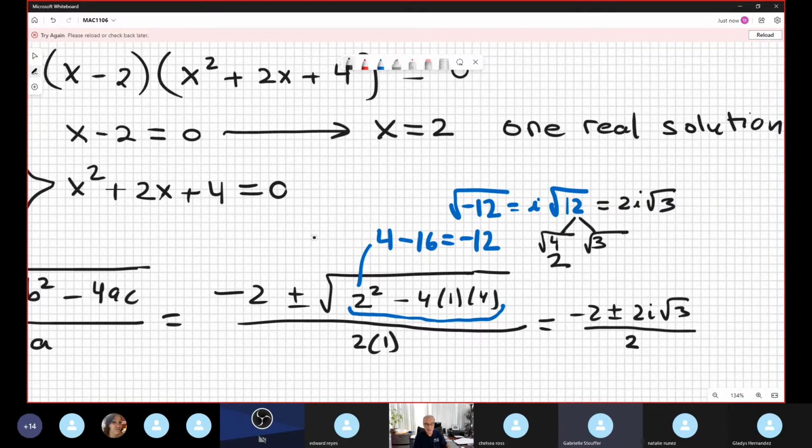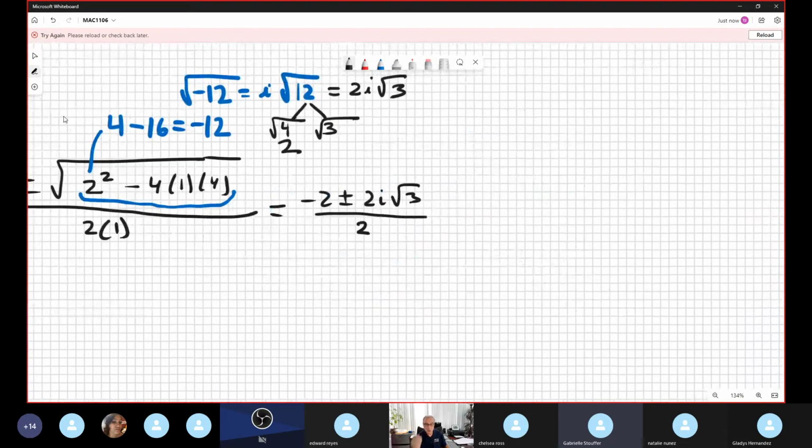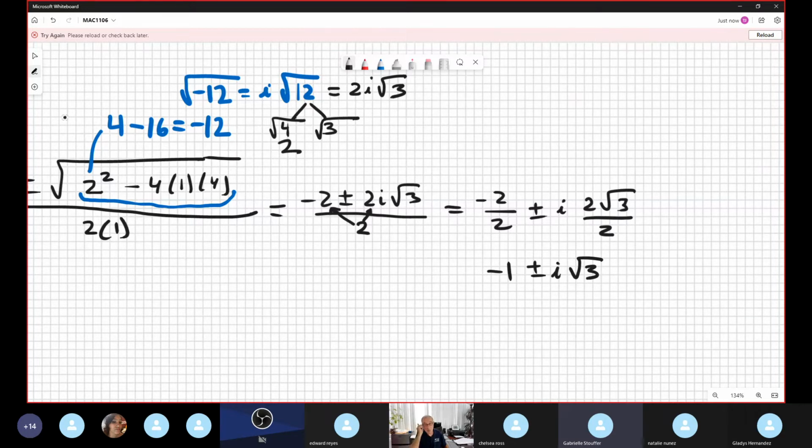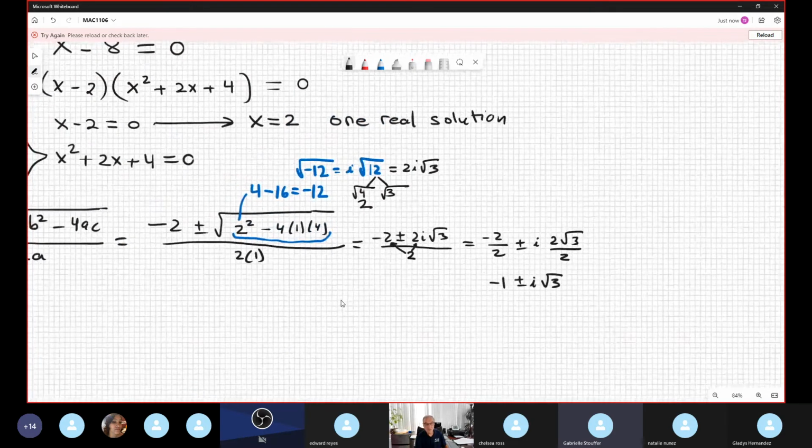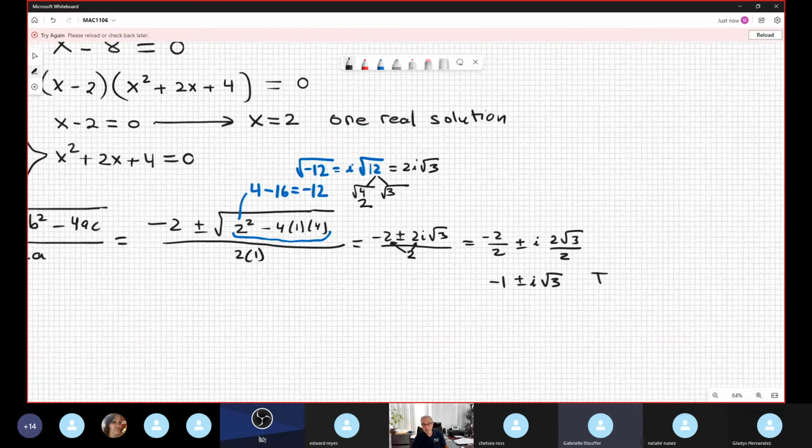When you have complex solutions, to express them in standard form, I need to split this over the common denominator. So it's minus 2 over 2 plus or minus 2i radical 3 over 2. Obviously that is negative 1 plus or minus i radical 3. Wow, so how many solutions in total do we have? Well, we have one real and two complex. And these complex ones come as a pair of conjugates.